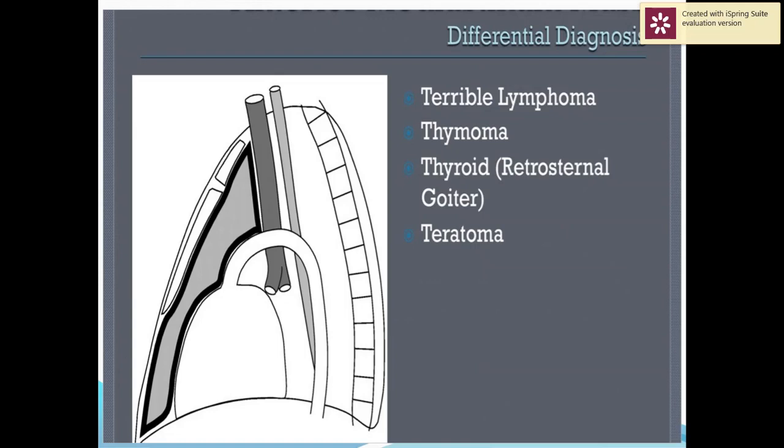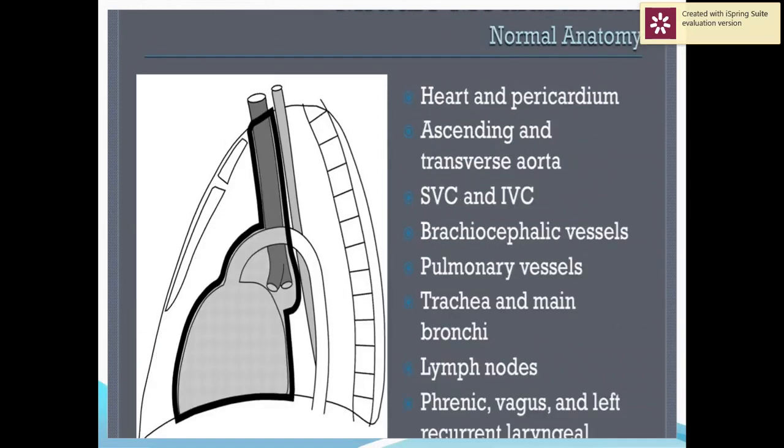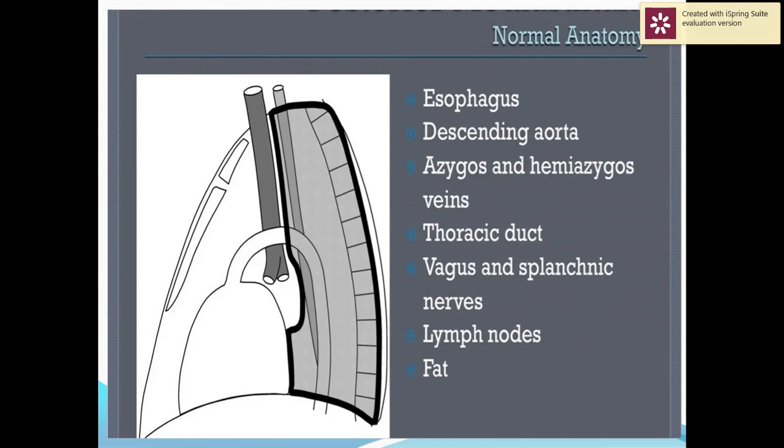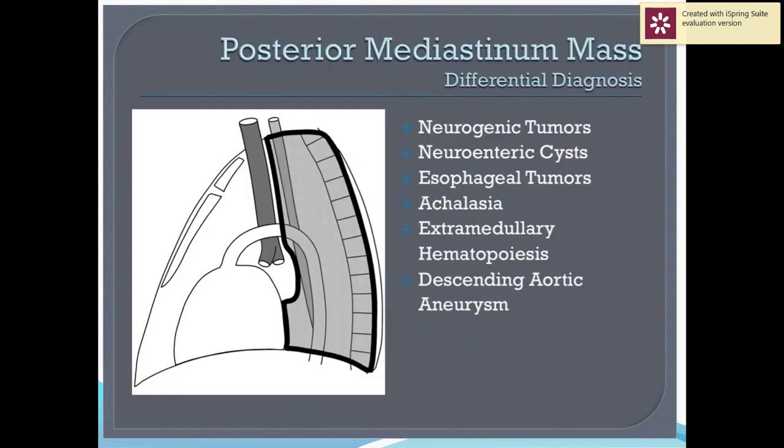Differential diagnosis, as we said, in the anterior mediastinum. And the middle mediastinum contains the heart, the pericardium, the ascending and transverse aorta, superior vena cava, pulmonary vessels, trachea, and main bronchus. The posterior mediastinum, in the case of lymph node, thoracic duct, azygos or esophagus. The posterior mediastinum usually involves neurogenic tumor, esophageal tumor, neuroenteric cyst, or descending aortic aneurysm.